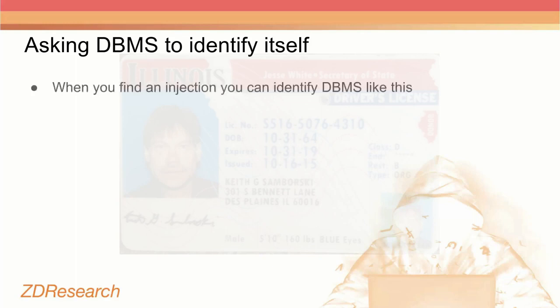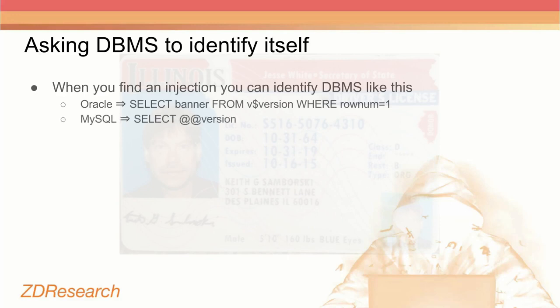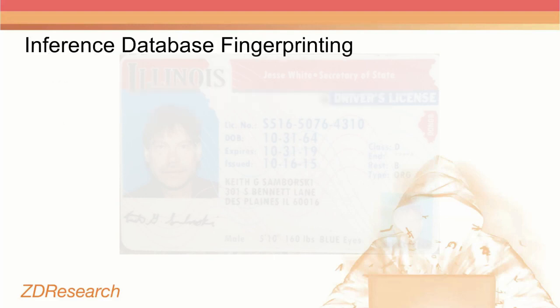So how do we ask the database management server to identify itself to us? First, for that, we need to find an injection, because we need an injection to run arbitrary queries on the database so that it can identify itself to us. So a simple injection would let us find it. These are the different queries that you need to run in different databases to find whether the database is something specific or not. In Oracle, you can run select banner from v$version. In MySQL, it's select @@version.